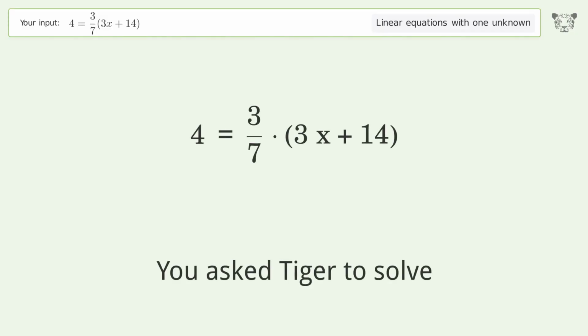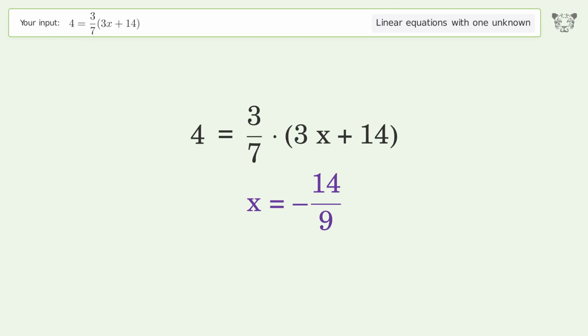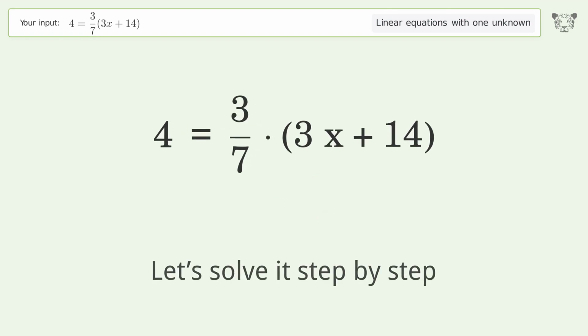You ask Tiger to solve. This deals with linear equations with one unknown. The final result is x equals -14/9. Let's solve it step by step.